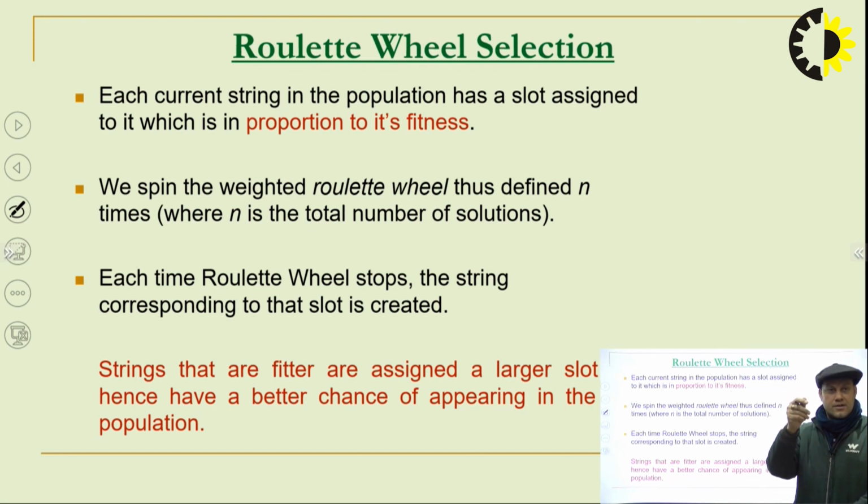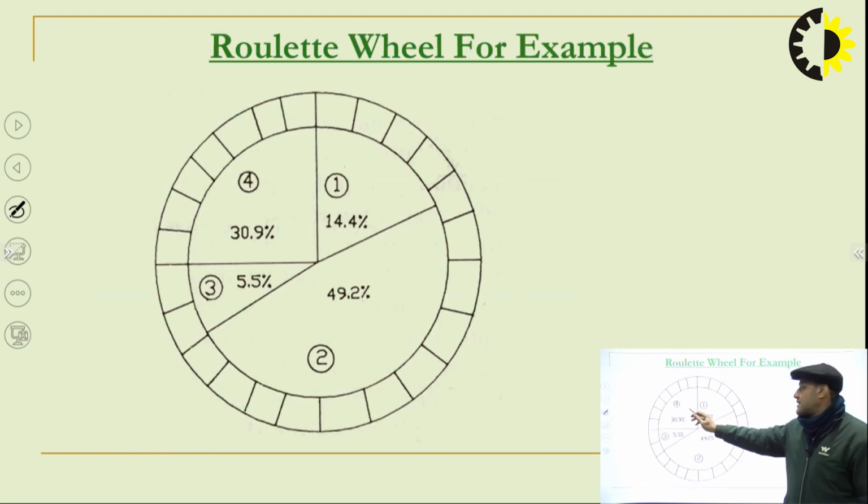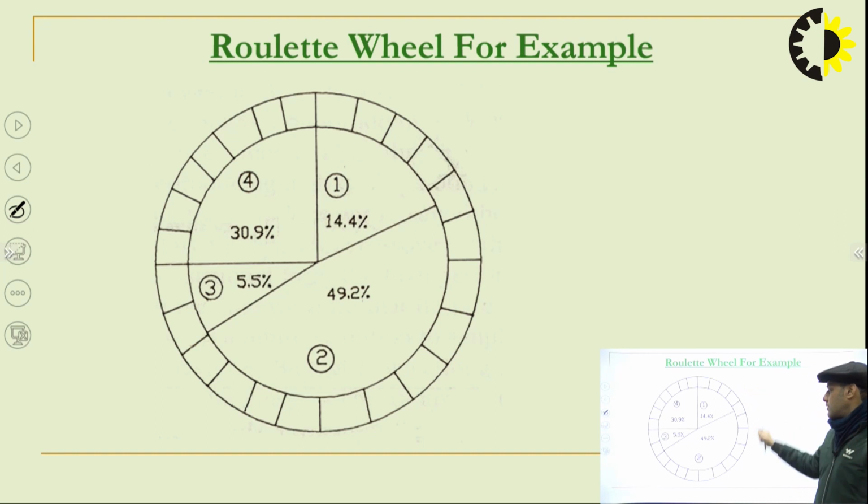We just move the wheel, and wherever that wheel stops, that will be the assigned value for that fitness function. This is the roulette wheel selection. See, there is a string, fitness, and percentage of total. So we have assigned this fitness. This is an example. We have assigned this fitness 1, 2, 3. We will just move this wheel, and this percentage is very high. So this is the roulette wheel example.